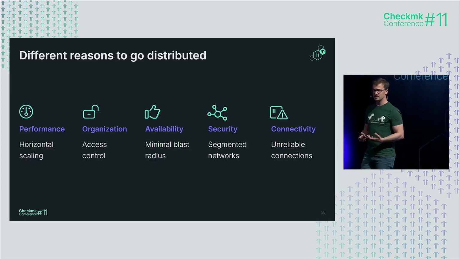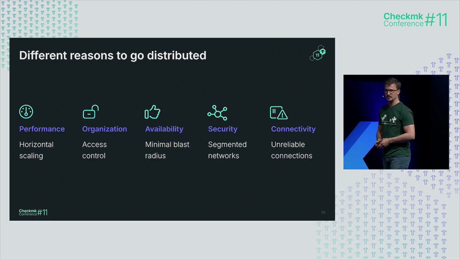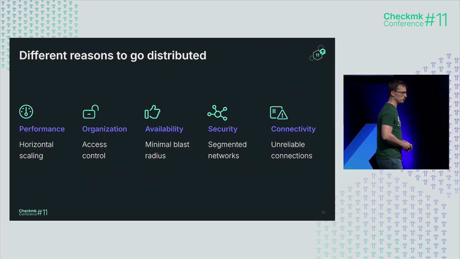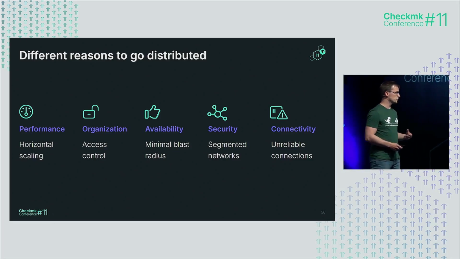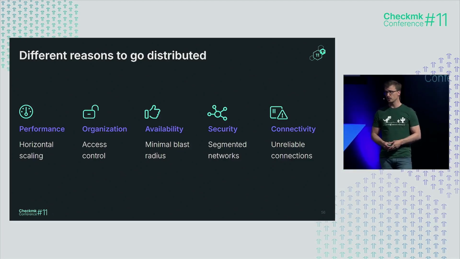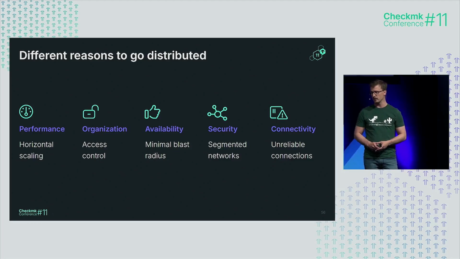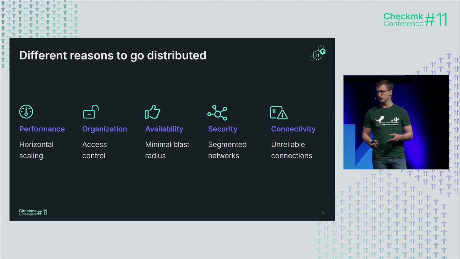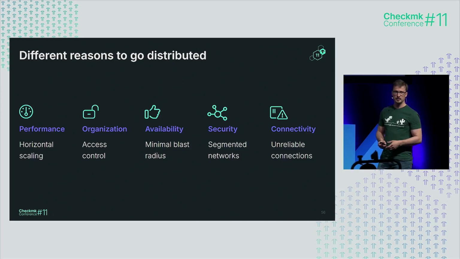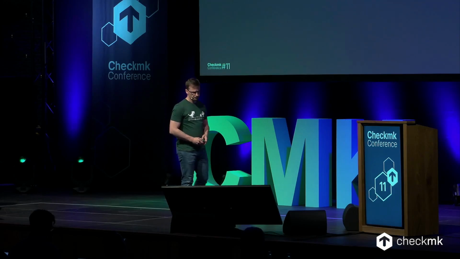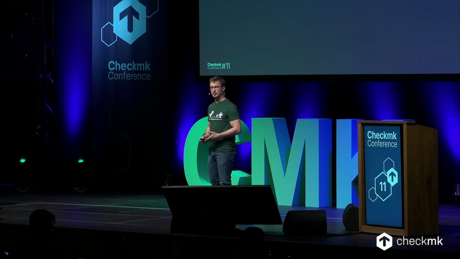But reasons for doing distributed environments are different for users. Can be performance. You need more power in your monitoring than a single machine can provide. It can be organizational reasons. You want to have different groups of people working on a set of configuration. Can be availability. You want to have a local monitoring. Even if the uplink is down, you want the monitoring to continue working. Can be security. You want to minimize the network traffic between the network segments. Can as well be connectivity. You have low bandwidth, unstable connections, and whatever the reason is for you, we think that our approach of distributed monitoring actually brings a lot of value to you.